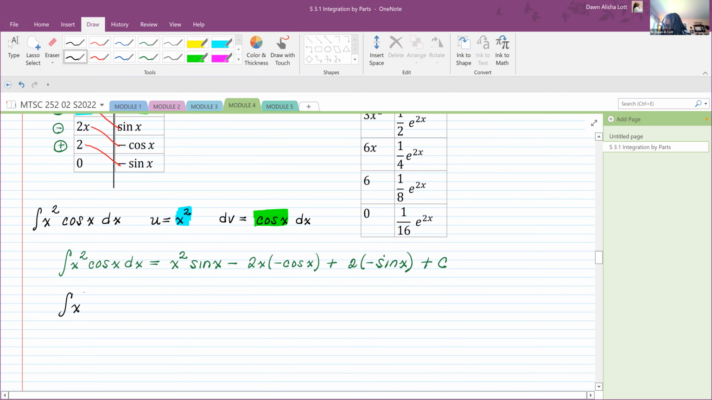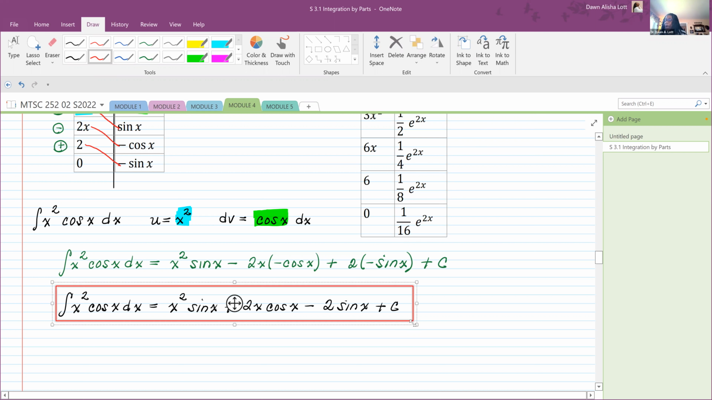The integral of x squared cosine of x dx is x squared sine x minus makes plus 2x cosine x minus 2 sine x plus a constant. Again, this only works if you have a power of x to, as Ezekiel said, a whole number. Okay, any questions?